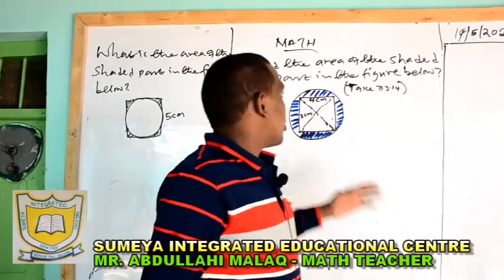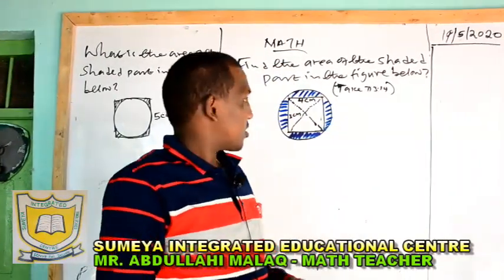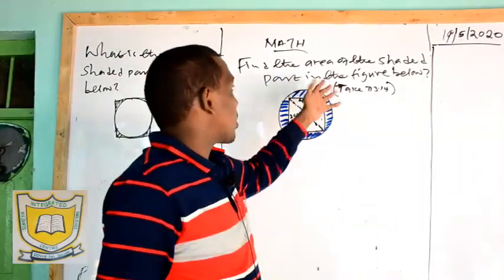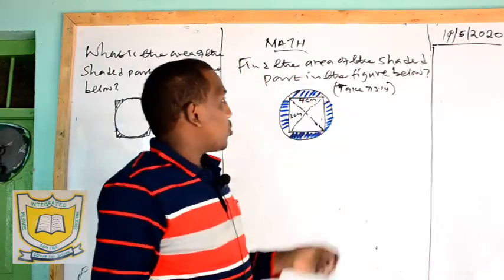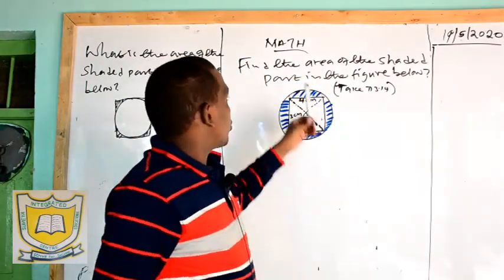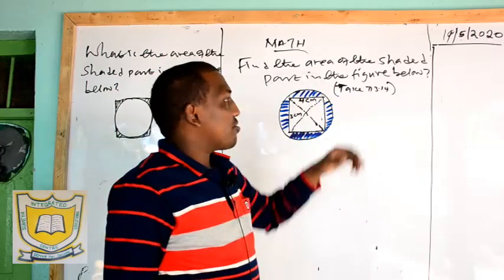Remember, we have been dealing with area. Yesterday, we did some questions concerning area. Just a continuation of what we have been doing. Here, there's a question. They said, find the area of the shaded part in the figure below.